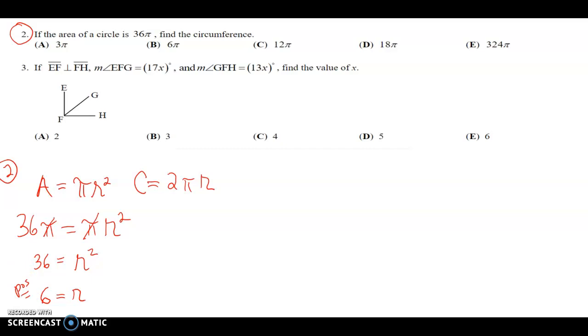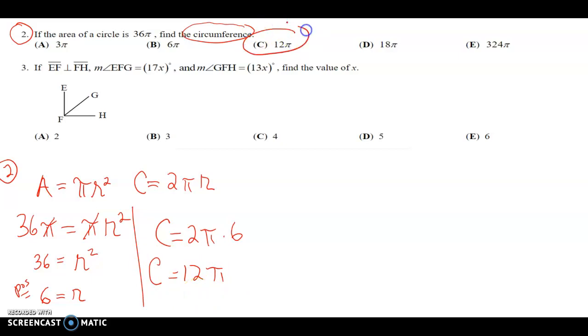Now I'm going to answer the question asked. What is the circumference? The circumference is 2 pi times the value that I have for r, which is 6, so the answer is 12 pi. And this would be some linear, one-dimensional unit. 12 pi is C, so I'll circle that for my answer. Moving on, number 3.